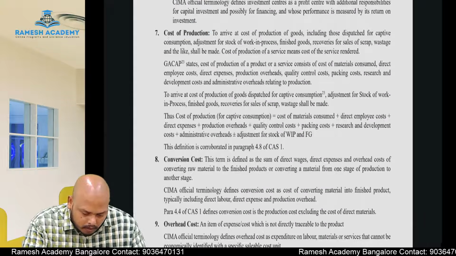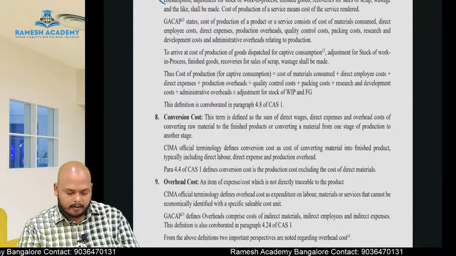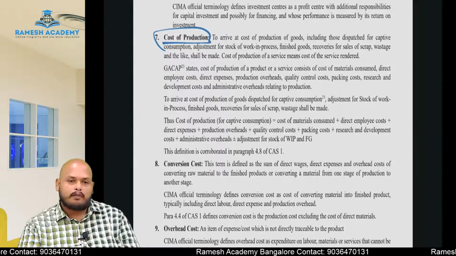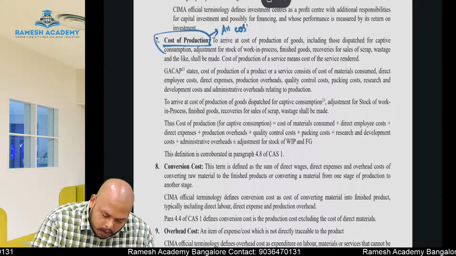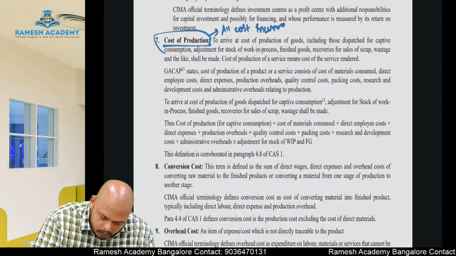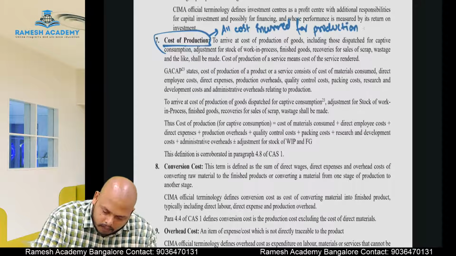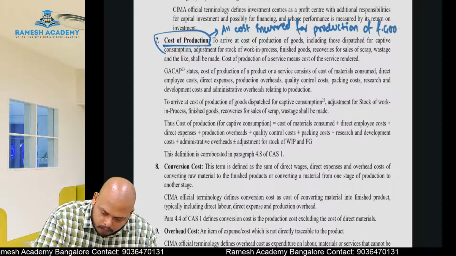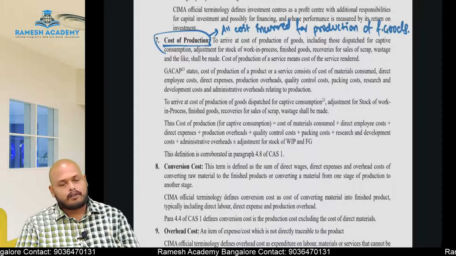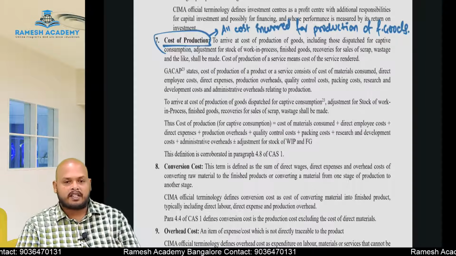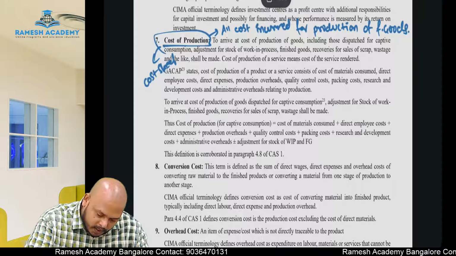Okay now, cost of production. Soon we will discuss this. What do we mean by cost of production? In simple terminology, cost of production means all the cost incurred for production of finished goods. All the cost incurred for the production of finished goods, that we can call cost of production. We will study this technically also, in the cost sheet. What do you mean by cost of production? Soon we will study this.